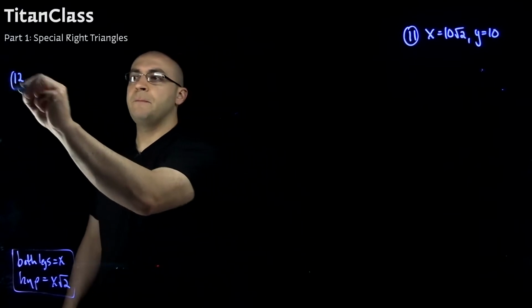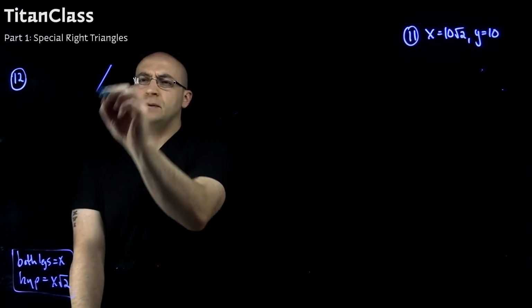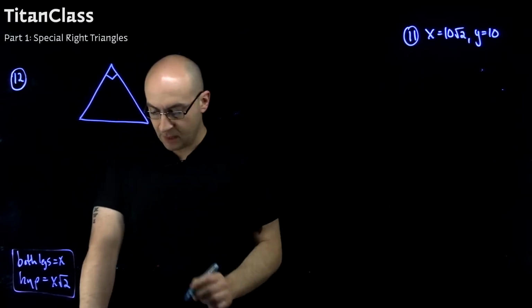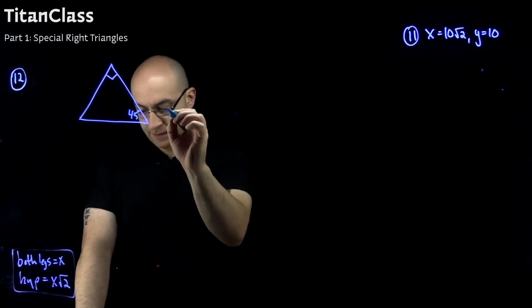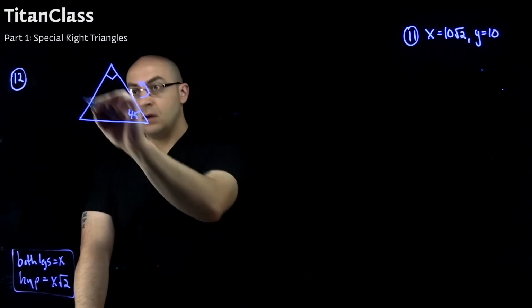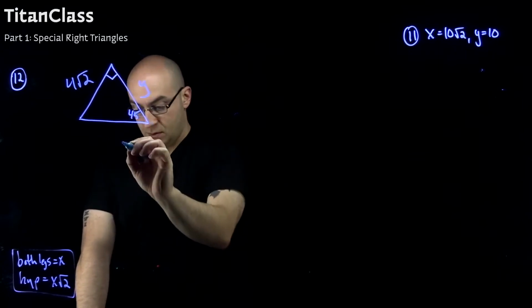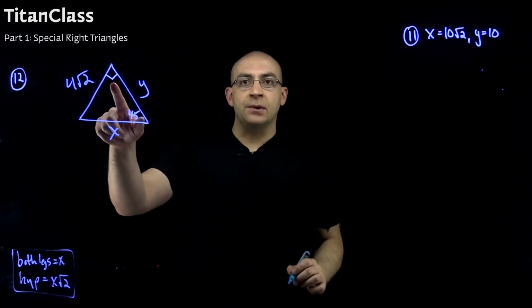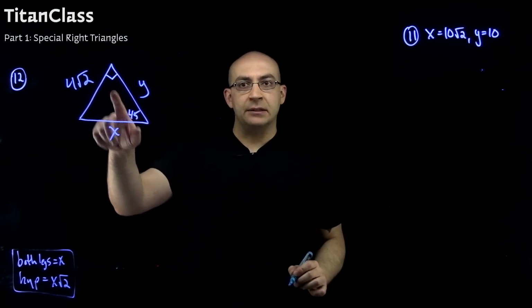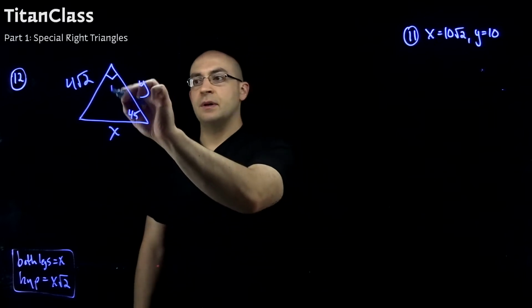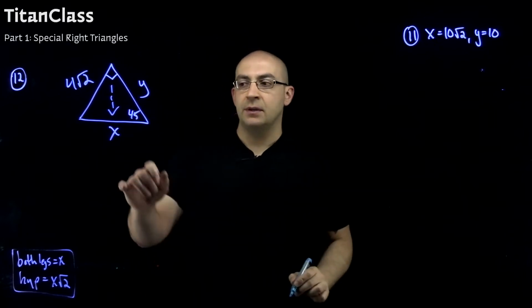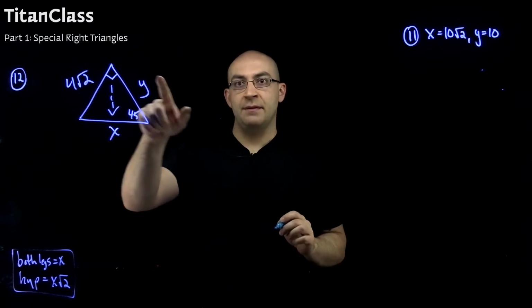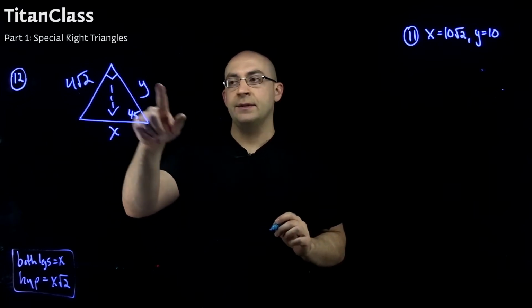Number 12. All right, so that's a right angle box. I'm sorry. 45, y, 4 root 2, and x. Okay. The right angle corner part is kind of like an arrow. It always points to the hypotenuse, right? That's kind of the way to remember it. So if x is the hypotenuse, let's just chill for a second. This measurement and this measurement need to be the same. So y is going to be 4 root 2.